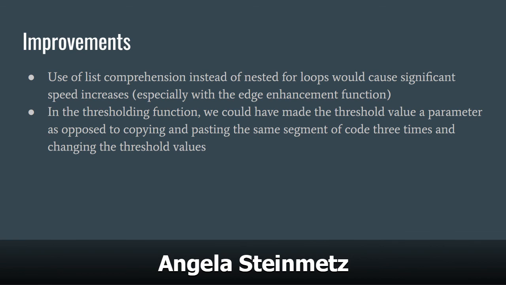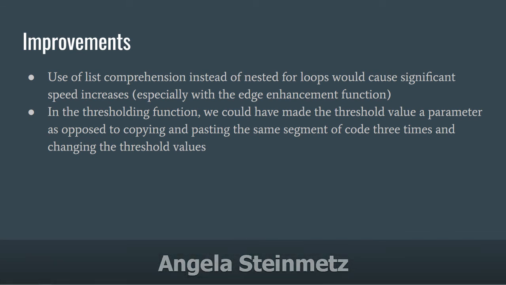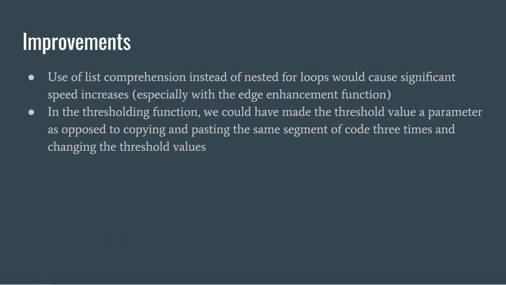Reflecting on our project, there were a couple of improvements we could make. We could have used list comprehension instead of nested for loops, as it would increase the efficiency of the code and make it a faster process. This would apply best to the edge enhancement function, as that was our slowest function. Another improvement was in the threshold function, as we could have passed the threshold value as a parameter as opposed to copying and pasting the same nested for loop 3 times and manually changing the threshold values for each of them.